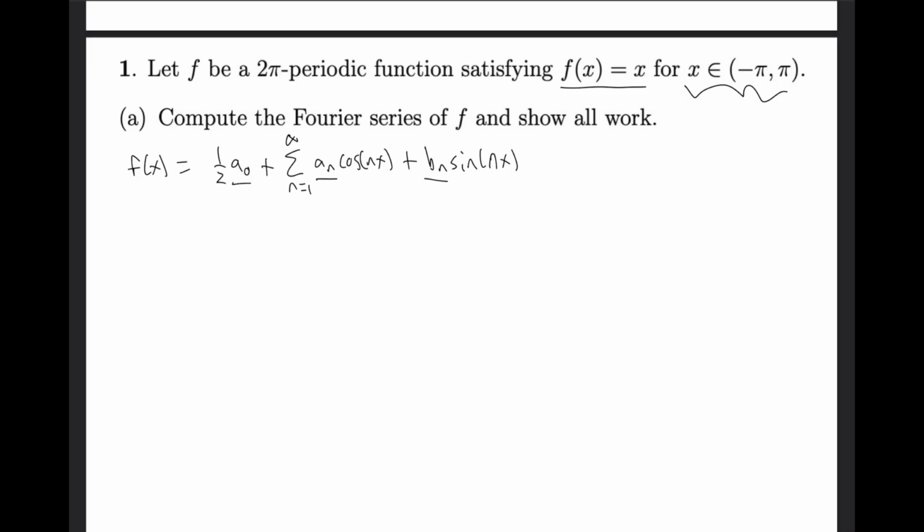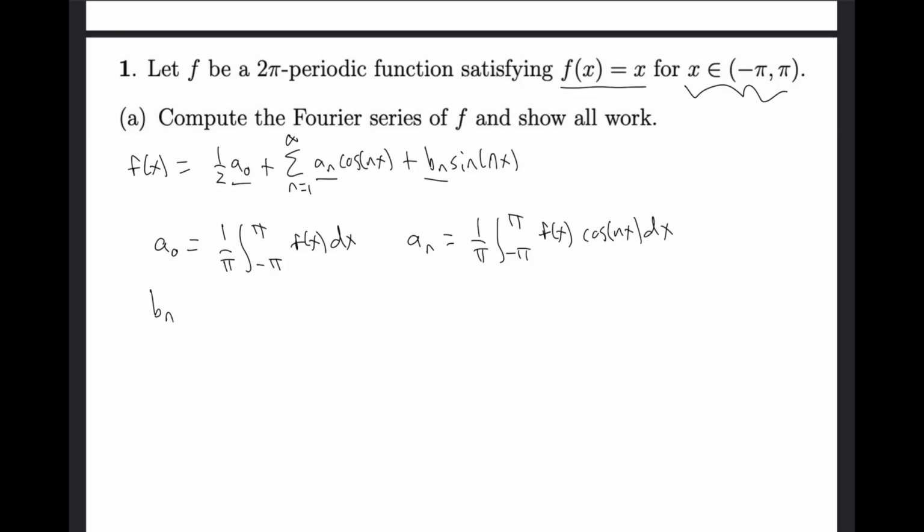And to do that, we're going to use some already derived formulas. You can check out another one of the videos on my channel, but they look like this. A naught equals 1 over pi times the integral from negative pi to pi of f of x dx. A n equals 1 over pi times the integral from negative pi to pi of f of x cosine of nx dx. And then finally, b sub n is equal to 1 over pi times the integral from negative pi to pi of f of x sine of nx dx.